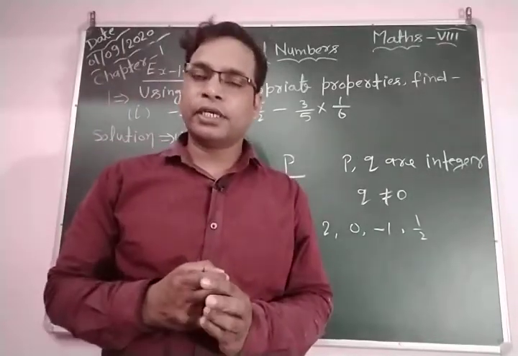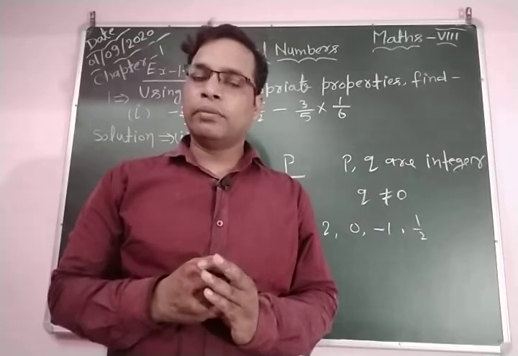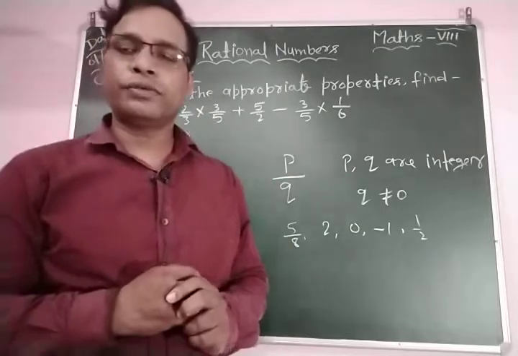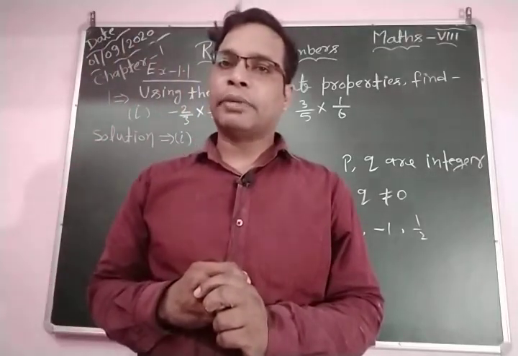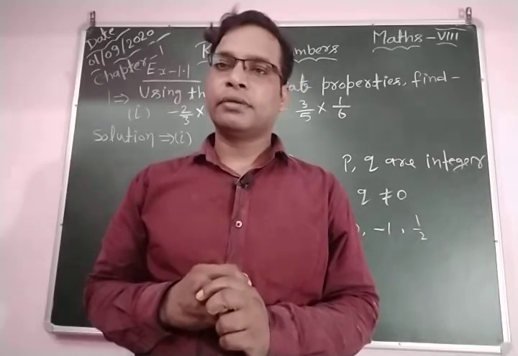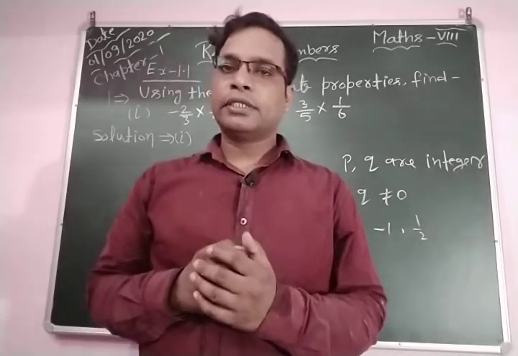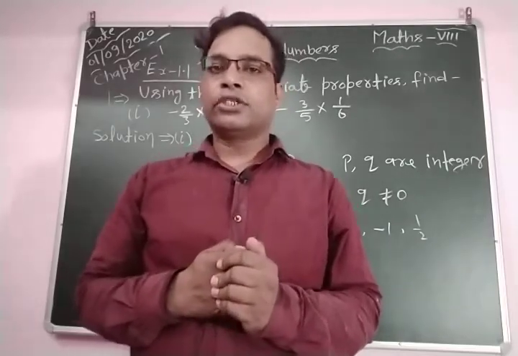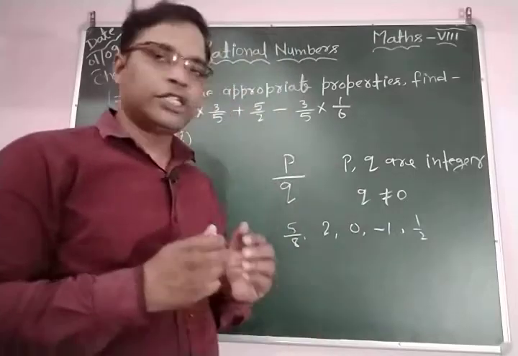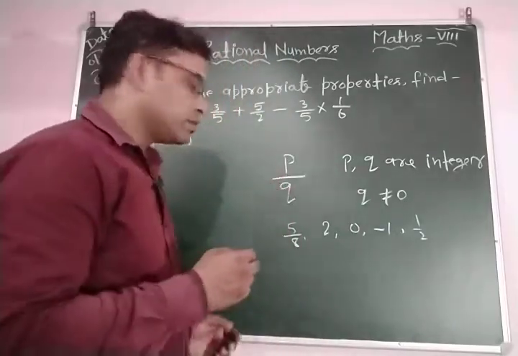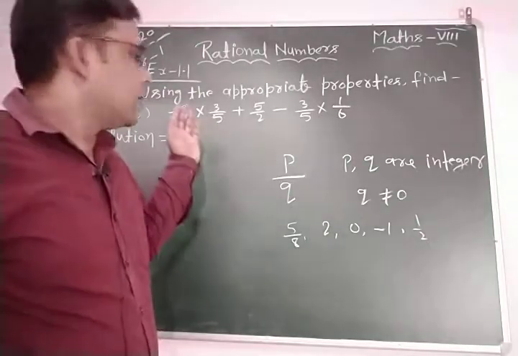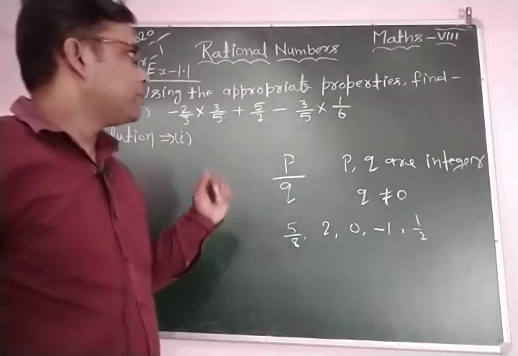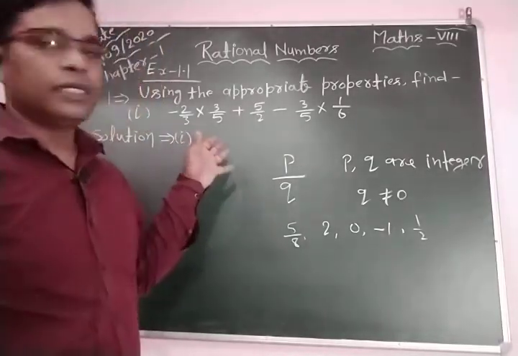All natural numbers are rational numbers. All whole numbers are rational numbers. All integers are rational numbers. And we also discussed their properties, addition of rational numbers, and properties such as closure, commutative, associative, and distributive properties of rational numbers. So here is question number 1 of exercise 1.1: using the properties, find them.